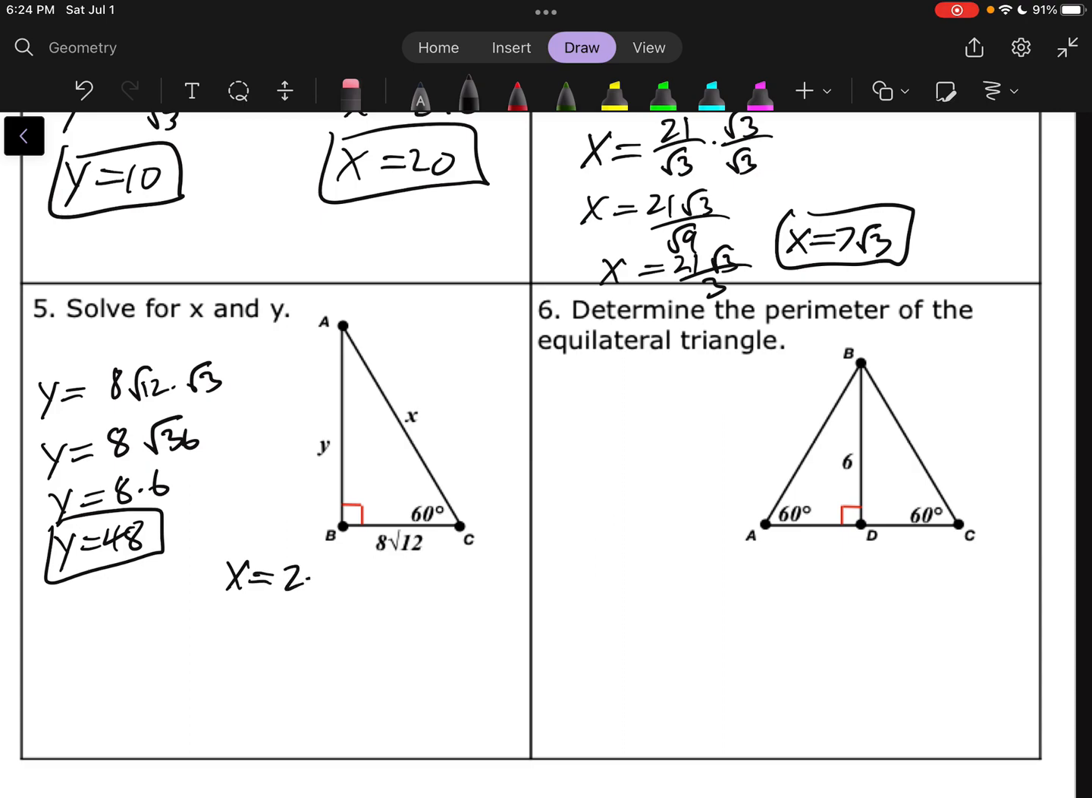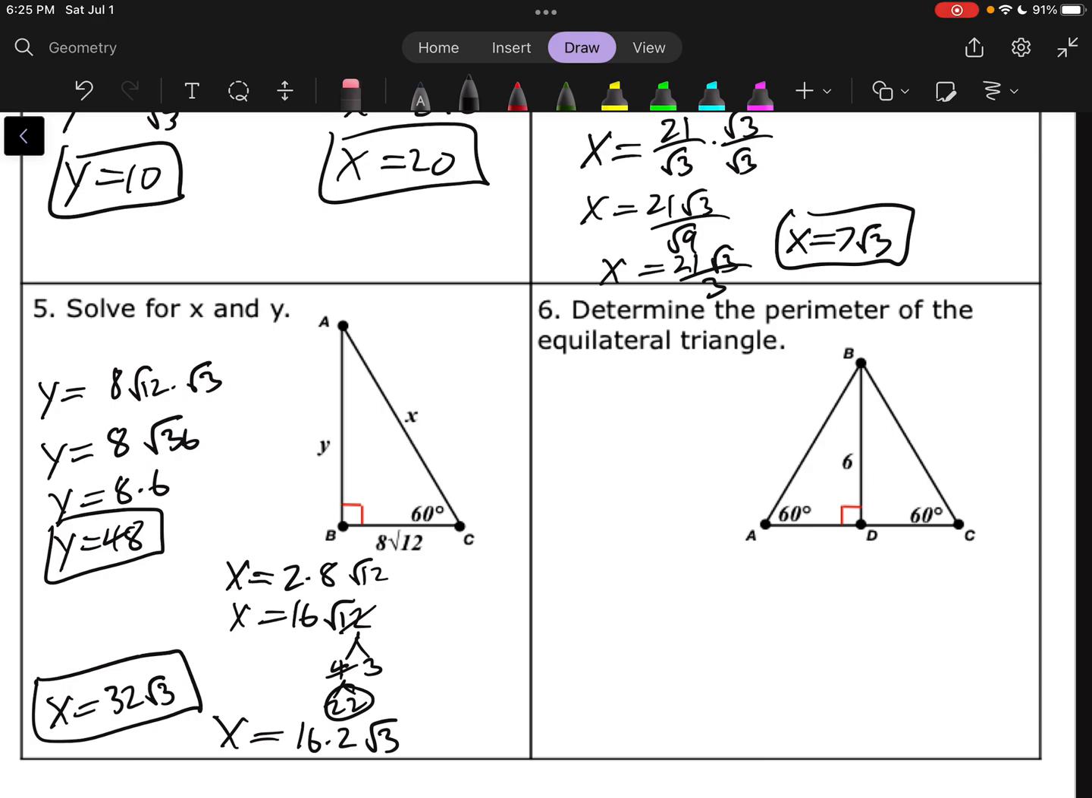X, on the other hand, we do 2 times 8 root 12. And we get 16 root 12. Now, some of you guys might have left it like that, and I get it, but honestly, root 12 can be simplified. That's a pair of 2's. So we get to bring a 2 out. We already had a 16. So 16 times 2 and a root 3. That should be 32 root 3. That'd be the simplified version for x. If you left it at 16 root 12, that one was tricky.